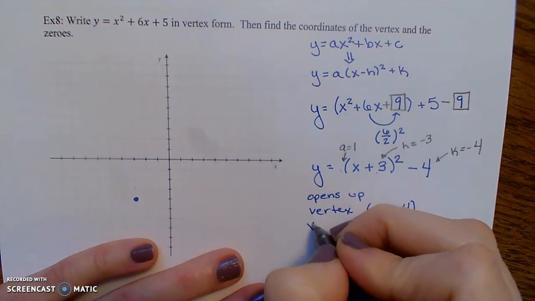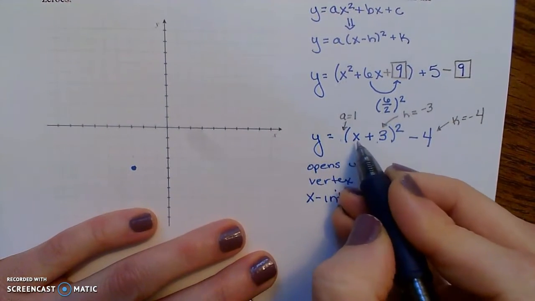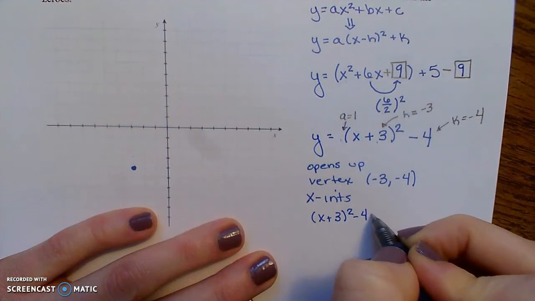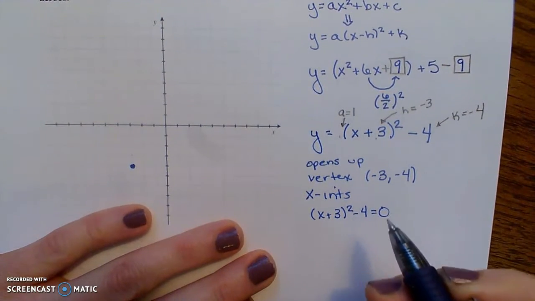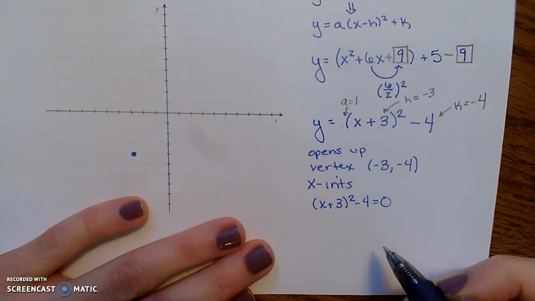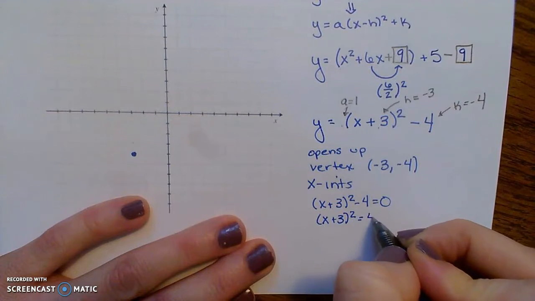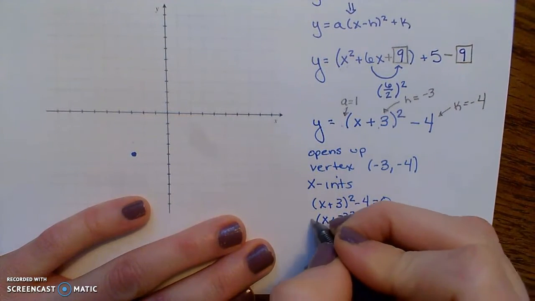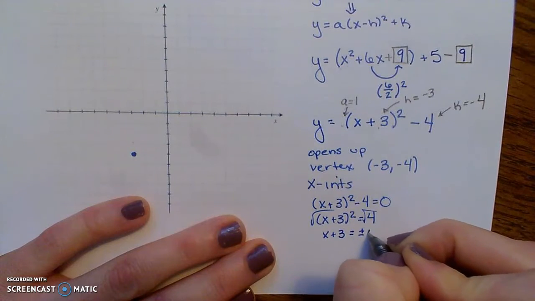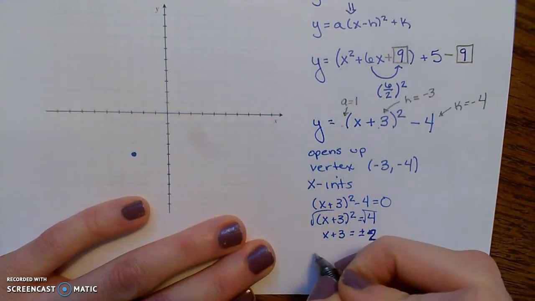We find the x-intercepts by setting the equation, and I'm going to use this version of the equation, (x plus 3) squared minus 4. Set it equal to 0. Then we can use the square root method. Add 4 to both sides. We get (x plus 3) squared equals 4. Square root both sides. We get x plus 3 equals plus or minus the square root of 4, which is 2. This gives me two equations.